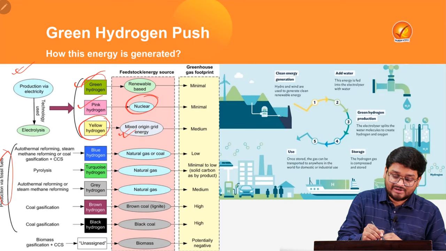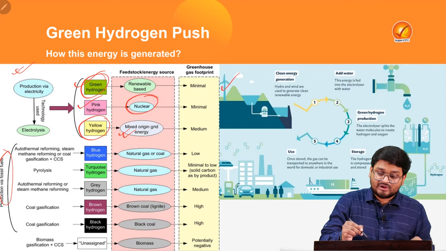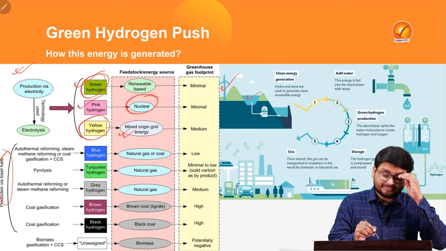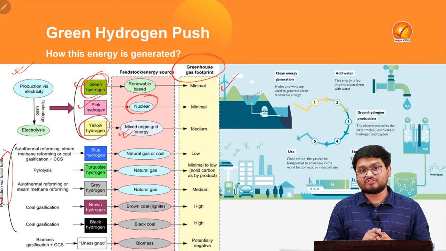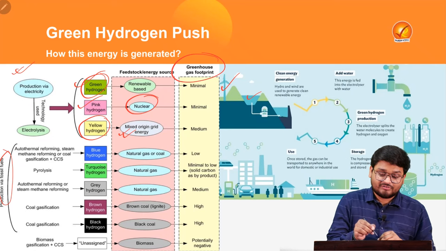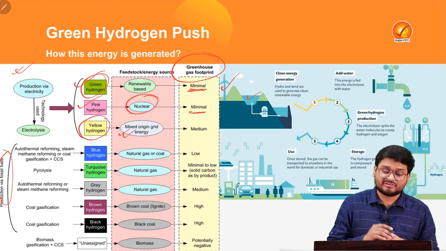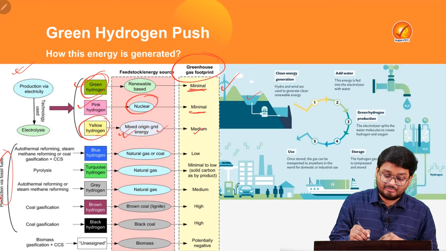Green hydrogen is derived from very clean sources like wind energy, hydropower, or sometimes solar energy. So the greenhouse gas footprint, or the impact on the environment, from green hydrogen is minimal. Similarly, from nuclear energy it is very minimal, and from yellow hydrogen it can be mixed or medium.